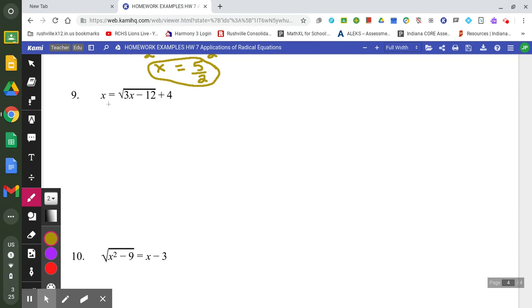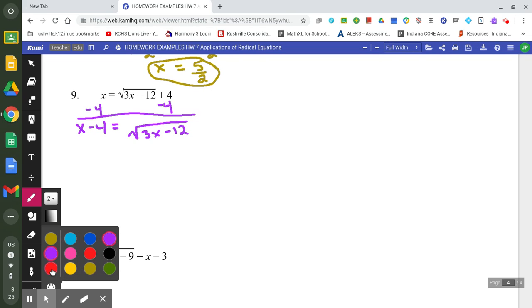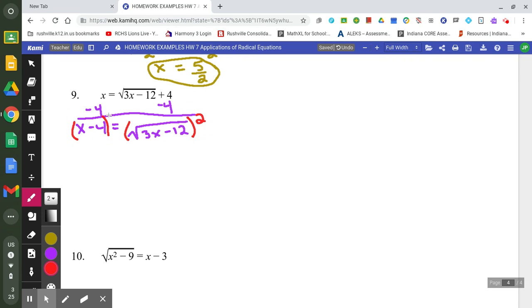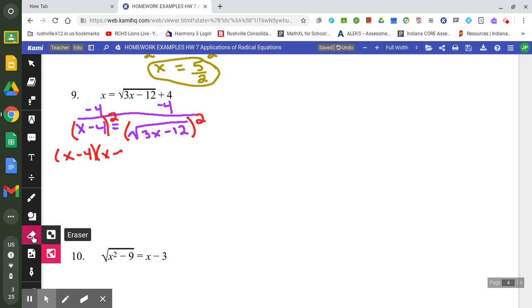So on number 9, I have x equals square root of 3x minus 12, and the plus 4 is not under the radical. So I need to get rid of it because I need my radical to be isolated. So I'm going to do minus 4 on both sides of the equal sign. So this gives me x minus 4 equals square root of 3x minus 12. Now that the radical is isolated and it is a square root, I'm going to square both sides of the equal sign. And remember, on this left side, this is really x minus 4 times x minus 4. And then we get rid of the radical.